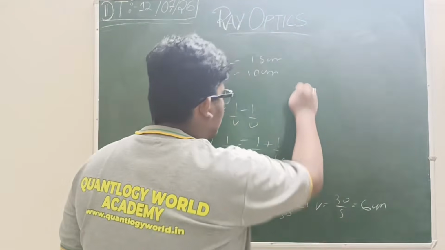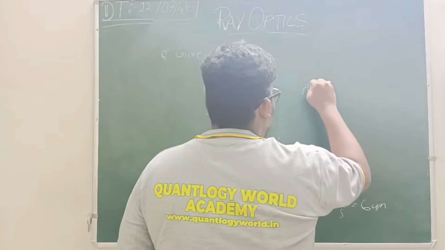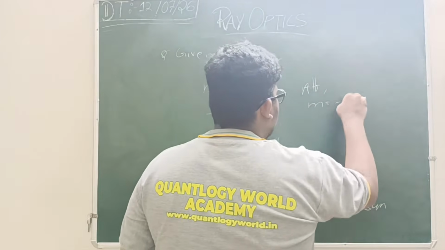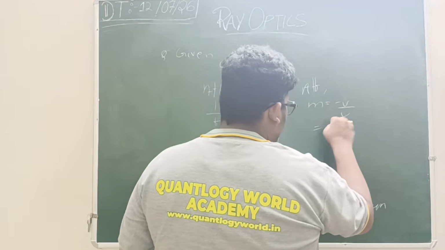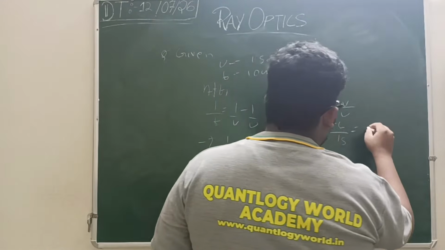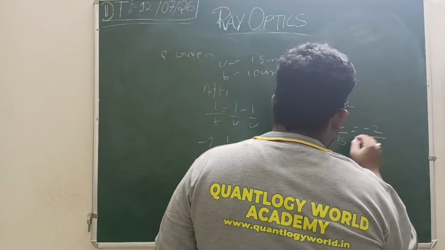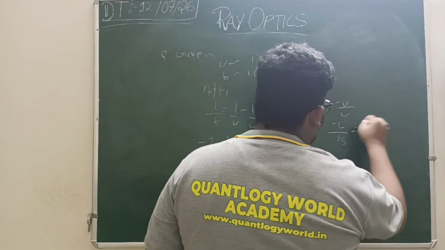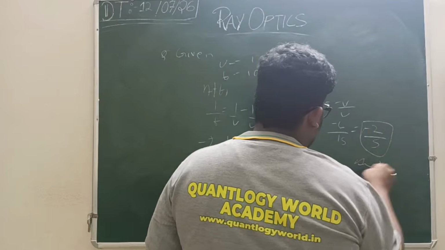Now we will find magnification. m equal to minus v by u, which is minus 6 by 15, equal to minus 2 by 5. This is the final result, magnification.